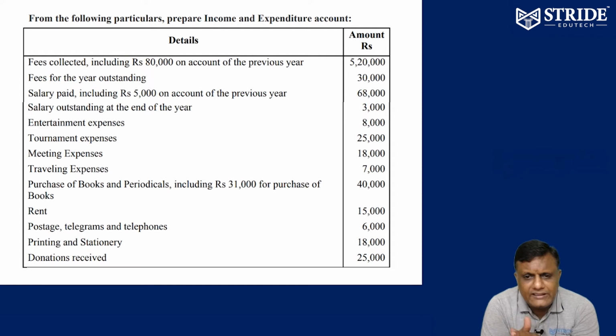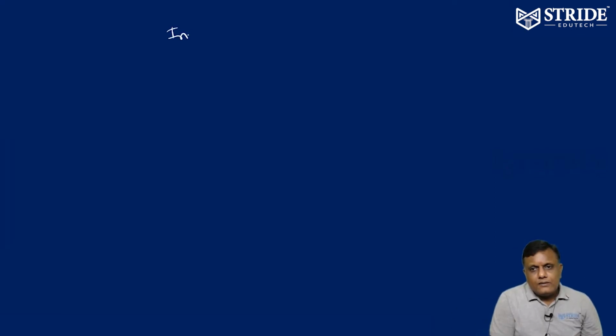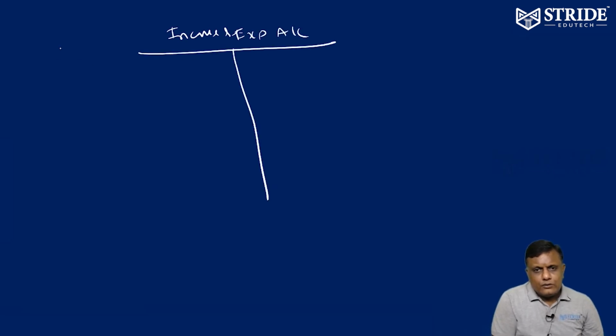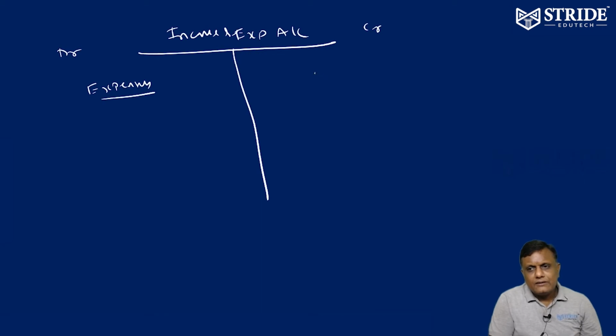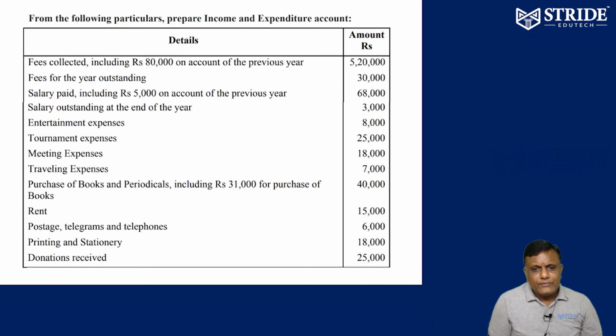Rent 15,000 expenditure. Postage, telegram, telephones expenditure. Printing and stationery expenditure. Donation received, we may assume, is revenue income, 25,000. That's it. Income and expenditure account. So debit side has expenses, expenditure, and credit side has incomes. Let's see the first one.